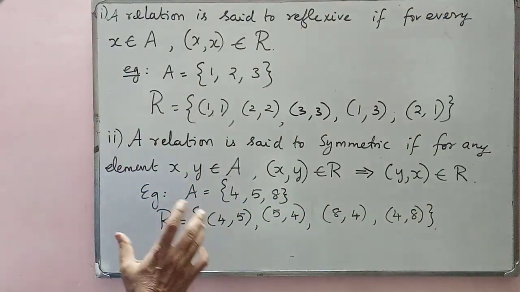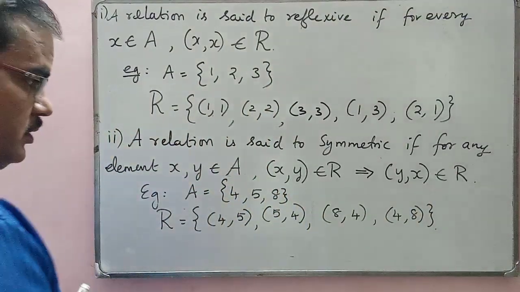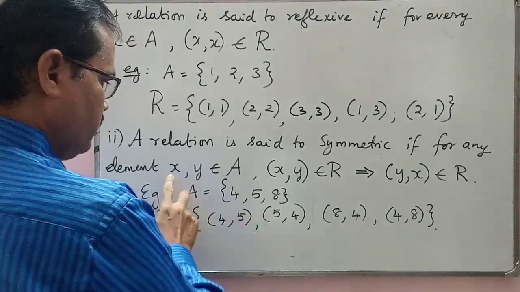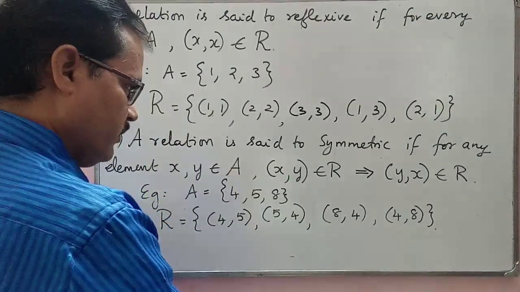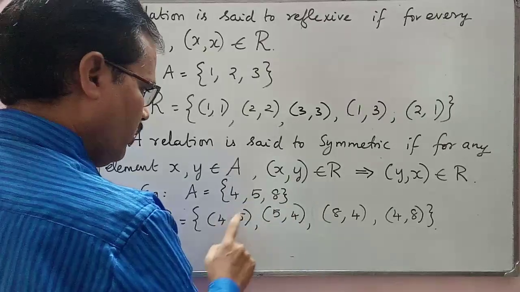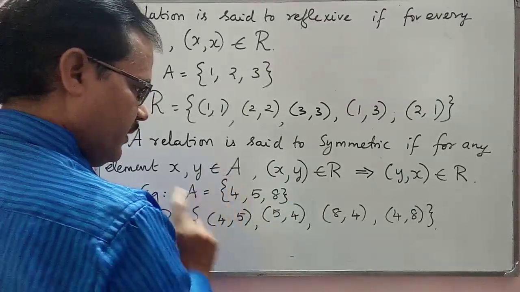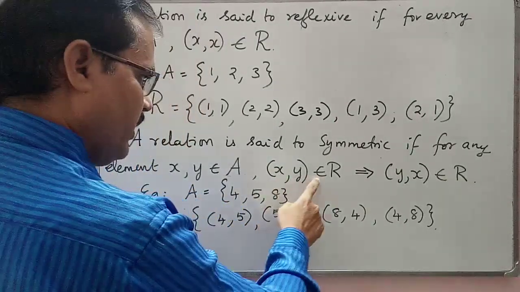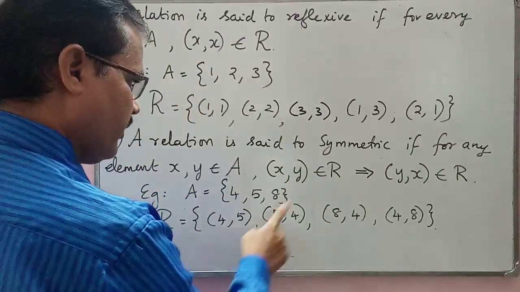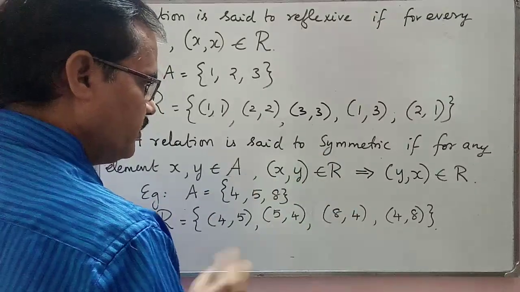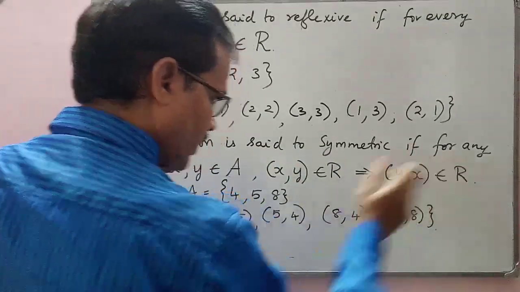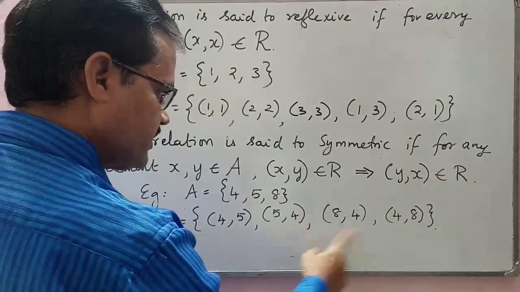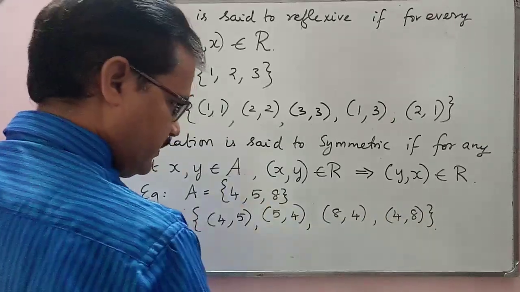Now we'll check whether this is symmetric or not. You see that two elements x comma y, you choose from A. It has to be from A. So 4, 5 is there in the set A. First point is getting over. Okay, confirm. Next, x comma y belongs to R. Yes, 4 comma 5 belongs to R. Then you should have y comma x belongs to R. You have to check whether 5 comma 4 is there or not. Yes, 5 comma 4 is there.